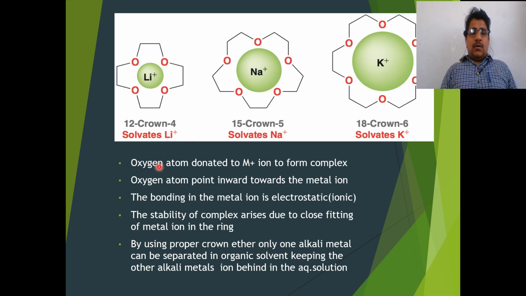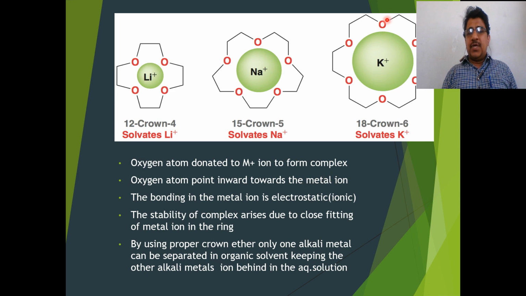Then some description we will see here. The oxygen atom donates to the M plus ion to form a complex. It is always the lone pair of the oxygen atom. Here the lone pairs of the atoms present in the ring donate to the M plus ion or cation, such as potassium. These lone pairs donate to this cation and form a complex. Now the oxygen atoms point inwards towards the metal.